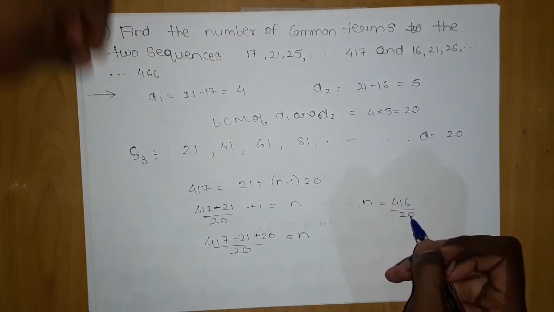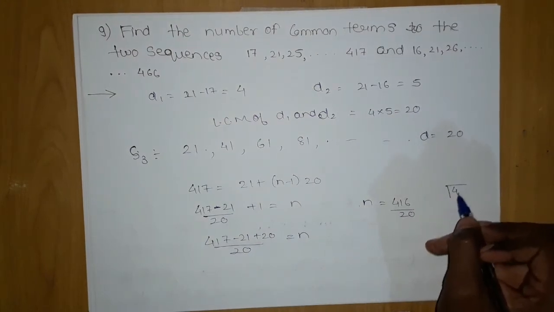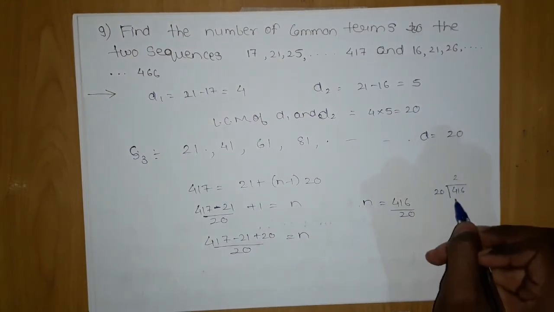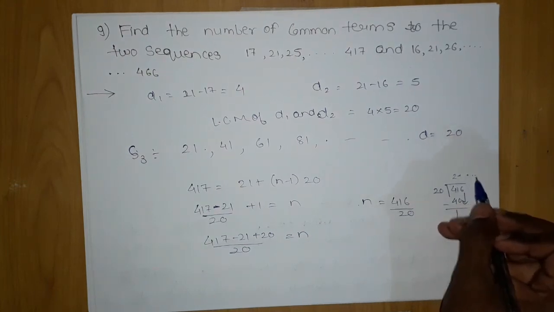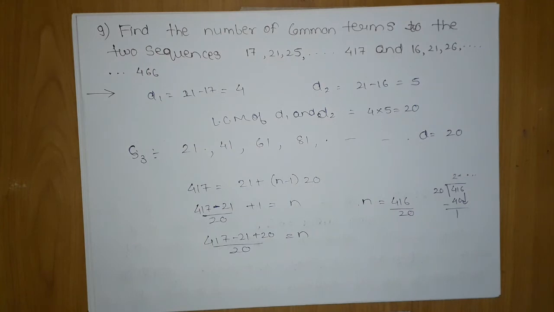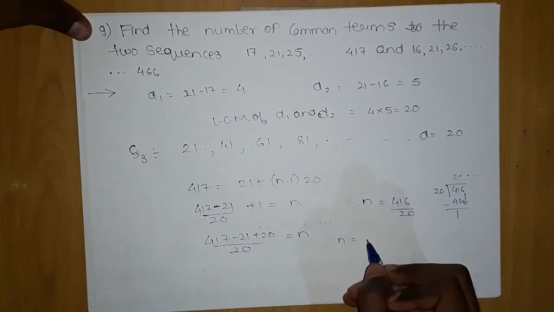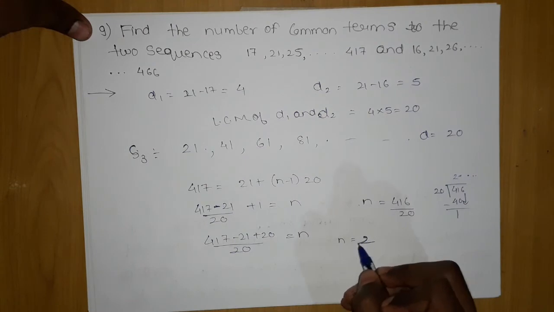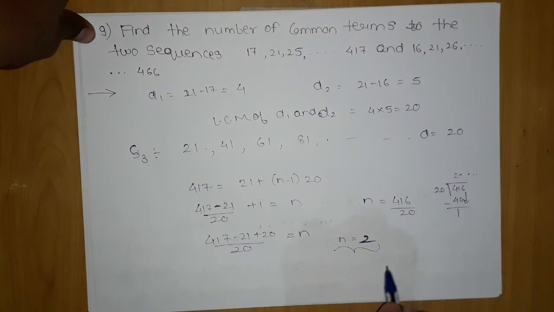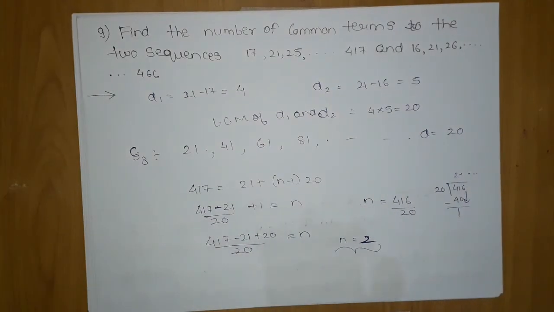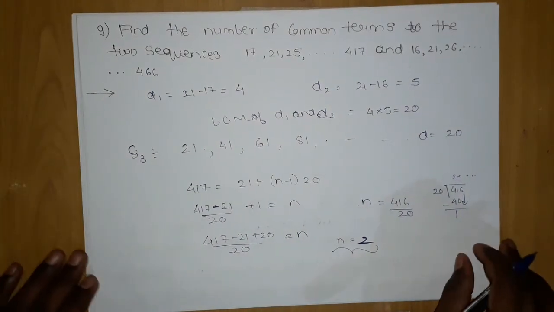So we are getting n like 416 upon 20, we are getting some 2 point something. So n will be 2, because we take the 2 value. So n is equal to 2, so the number of common terms is 2 in both these series. So we got our answer, which is n equals 2. Now let's move on to the next question.